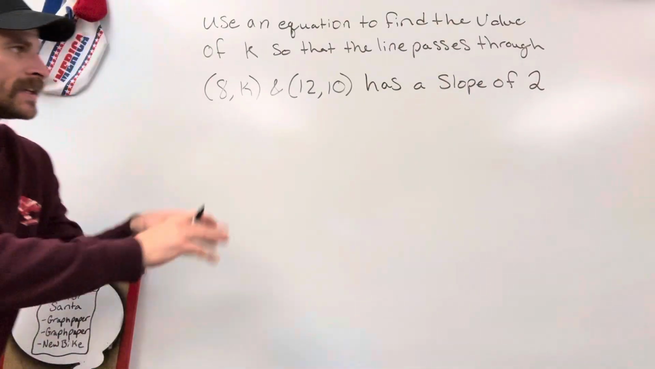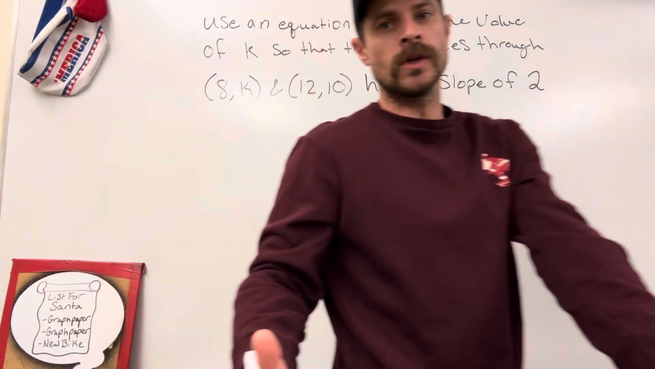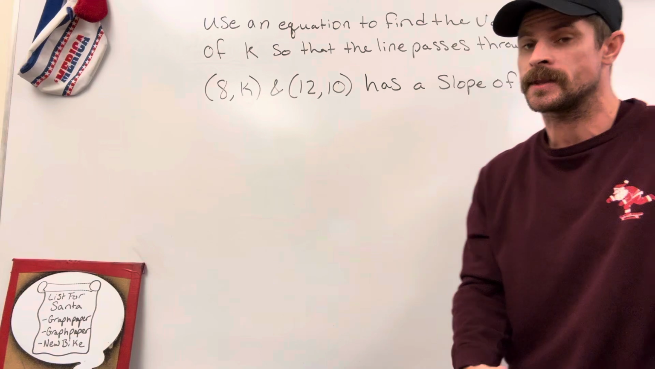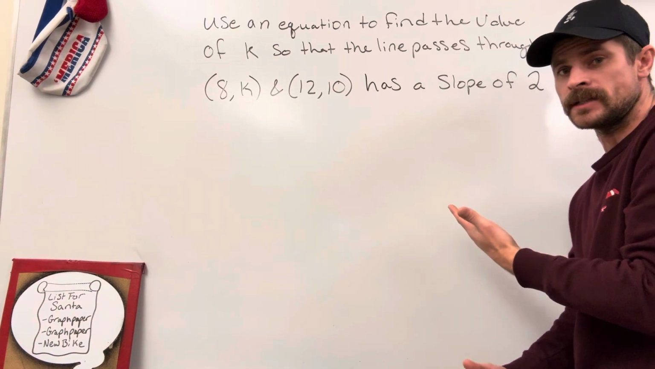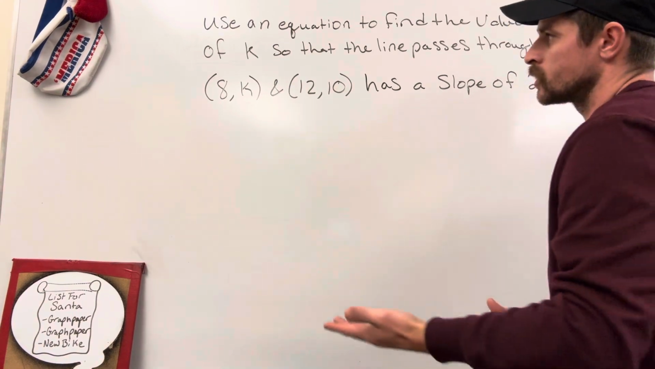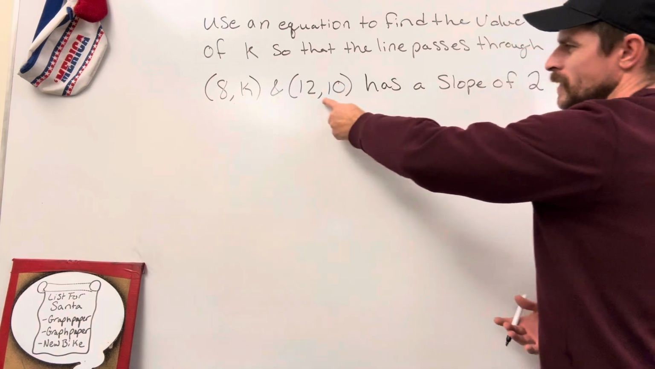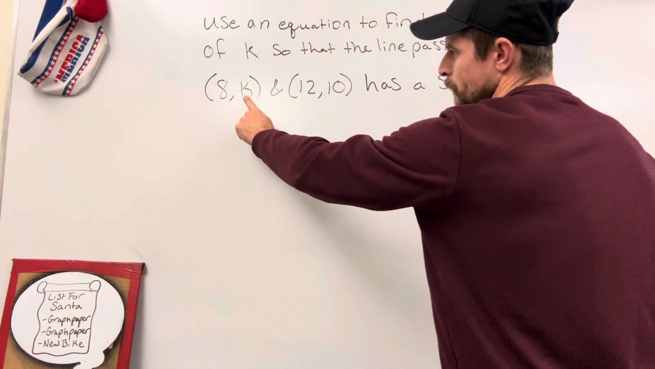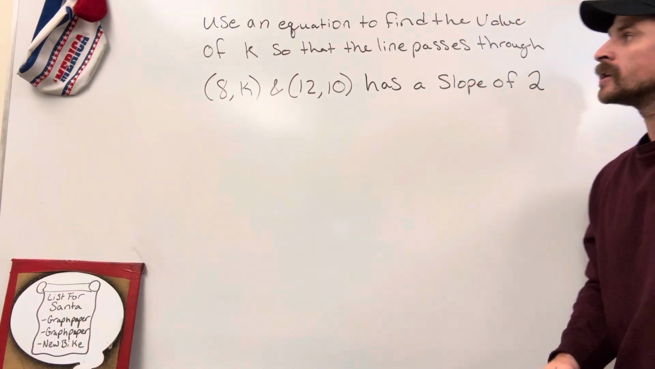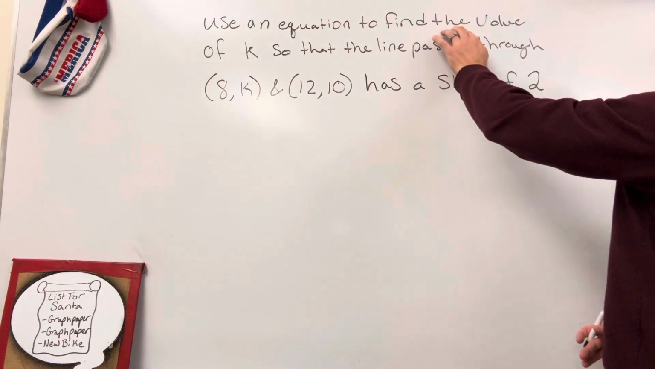So I recently gave this problem on a test, and my students are really good at finding slope from 2 points, but then when I asked the question a little bit differently, they had some struggles. So if you notice, I don't give you 2 points. I'm giving you 1 point and then a missing value on the other point. So use an equation to find the value of k.